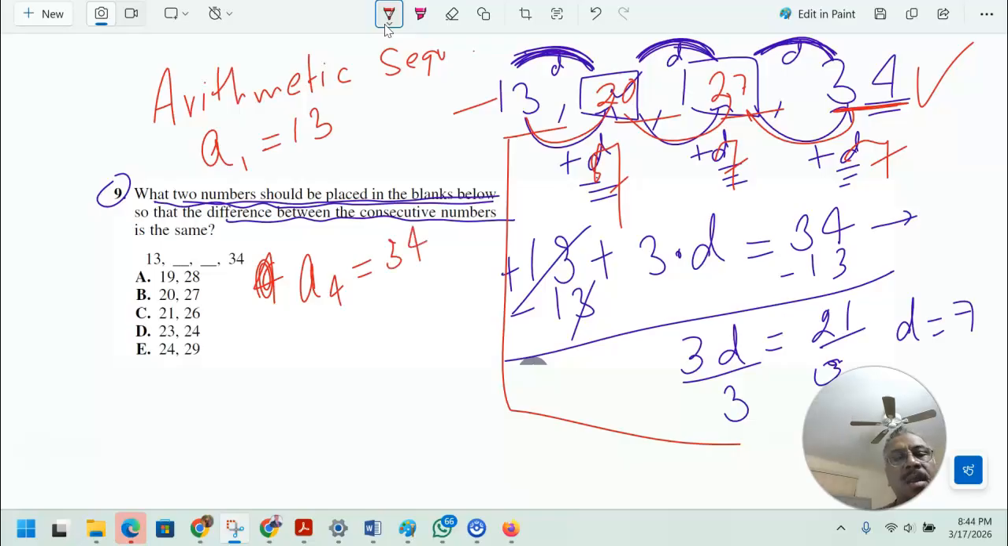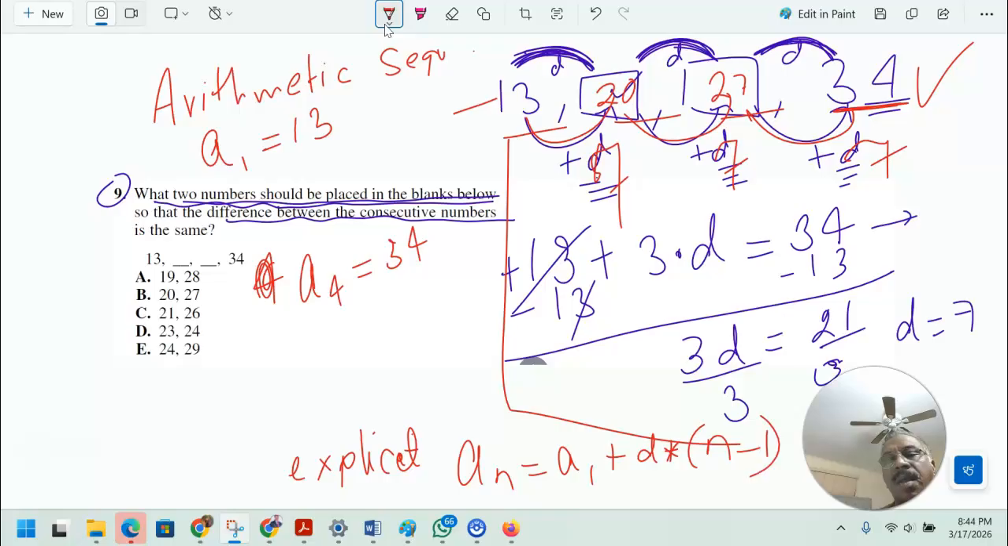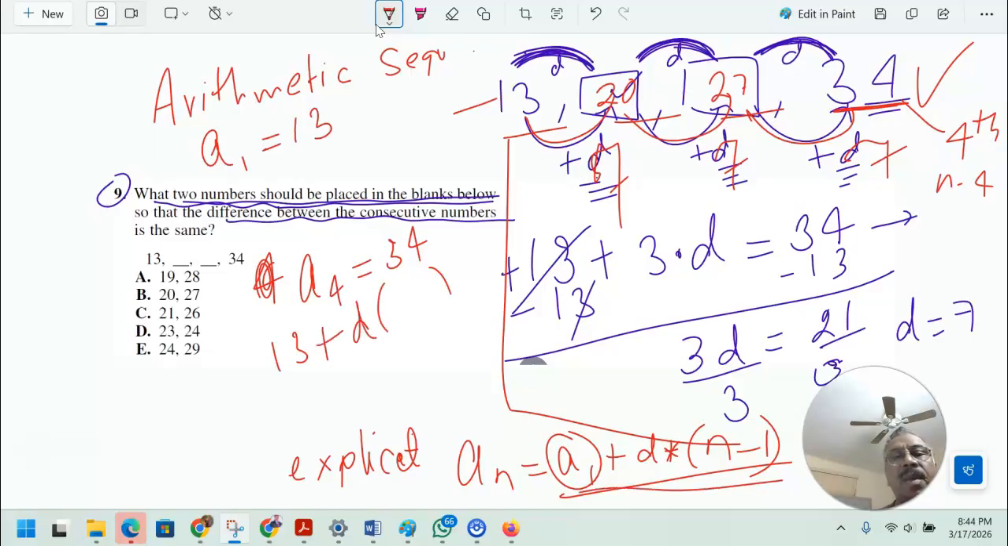And by an explicit formula, what is the explicit formula for an arithmetic sequence? A n is A1 plus D, the common difference, times n minus 1. Now, if I'm talking about the fourth number here, n is 4. A1 is given, the very first number is 13, so I'm using this 13 plus D, which is what you don't know, times n minus 1. See, n is 4, 4 minus 1, equals 34.